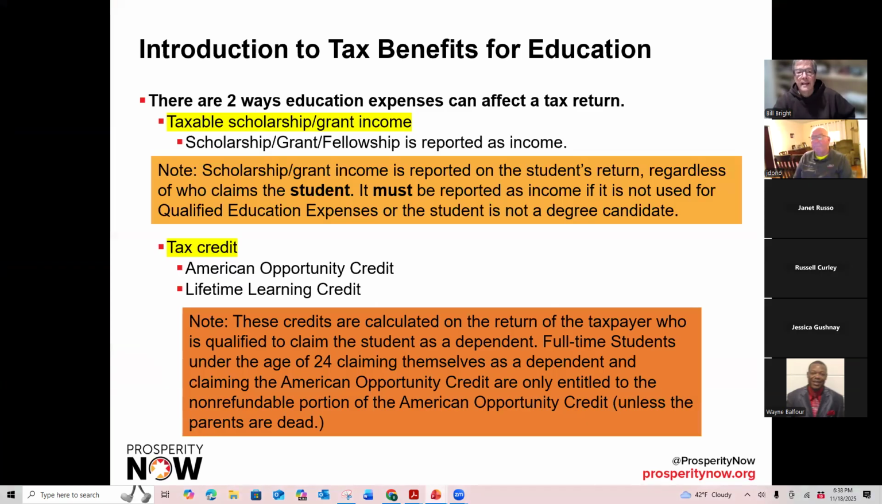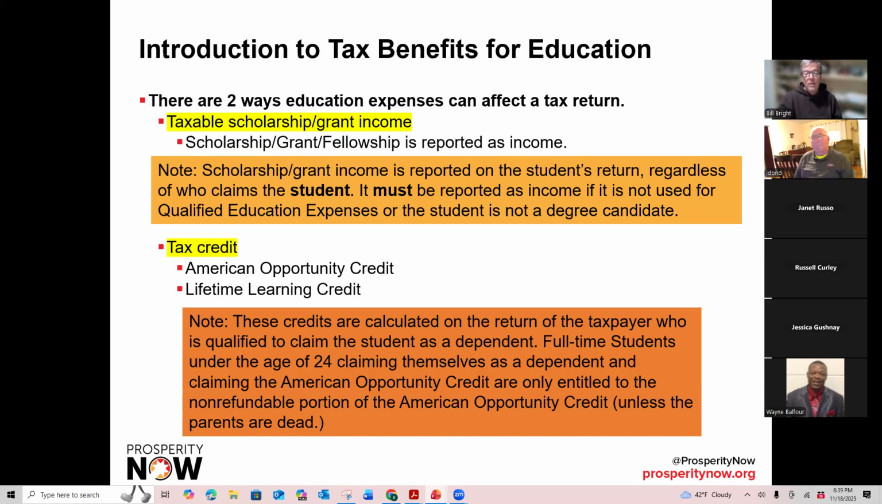The two ways again that education expenses can impact the tax return. If your dependent gets a substantial scholarship, grant, or fellowship in excess of expenses, that is reported on the student's return as income. It can be a bit of a surprise to people, but my view is always, if you're paying tax on $10,000 in excess scholarship income for a student, that's probably going to be maybe 10%, that's $1,000. That's a whole lot better than borrowing that much more in student loans to fund your education.